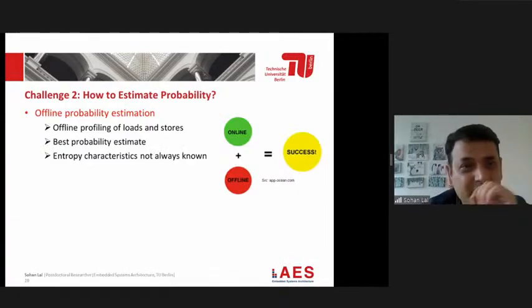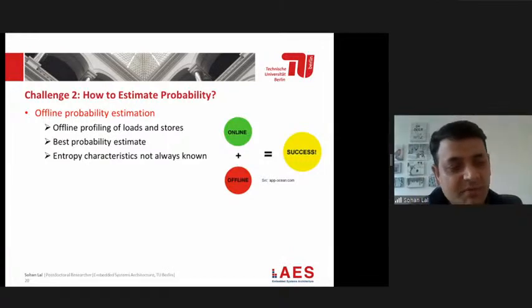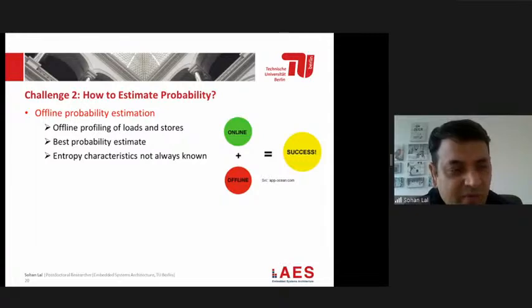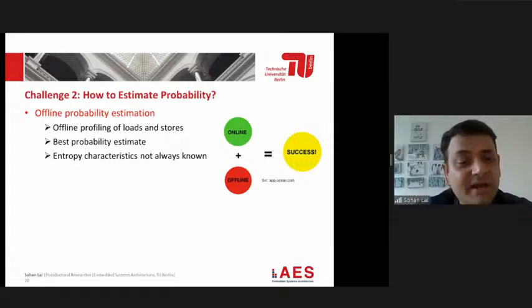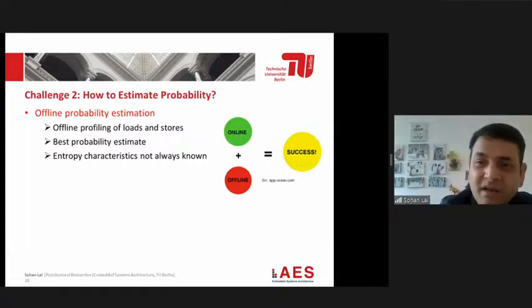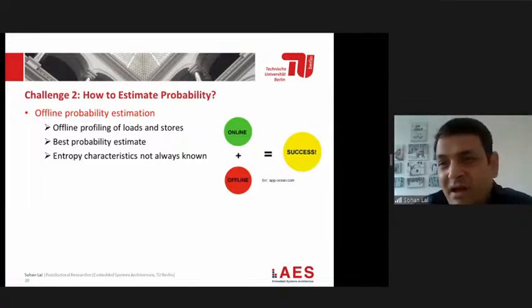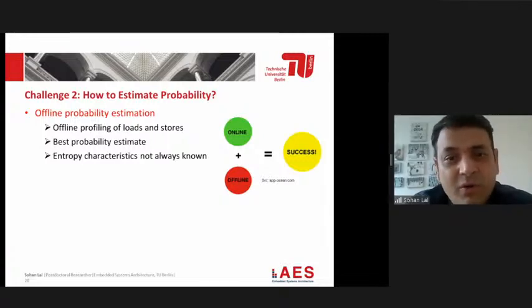The second important challenge about entropy encoding is we need to estimate the probability of symbols, because once we know the probability, we will assign the shortest code word to the symbol which has the highest probability. But how do we find the probability of the symbols? Basically we used two techniques. The first one is offline probability estimation. In offline probability estimation, we do offline profiling of loads and stores, and this provides us the best probability estimate because we know all loads and stores beforehand.